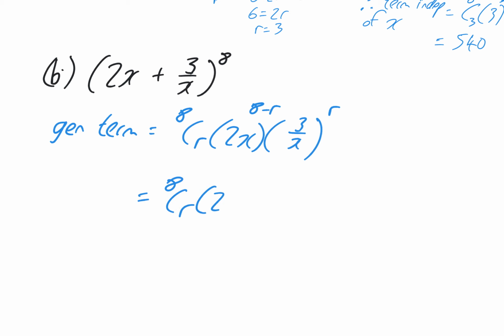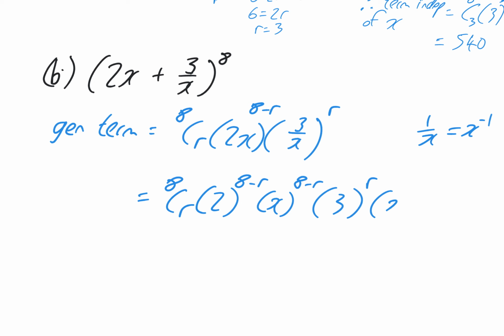And we could split this up. This is 2 to the power of 8 minus r, then x to the power of 8 minus r. And then here, split up our 3, it's to the power of r. And then we have 1 over x. So I'm skipping a wee step here. Remember, 1 over x is the same as x to the minus 1. So that's x to the minus 1 to the power of r. Okay, a lot of tidying up.